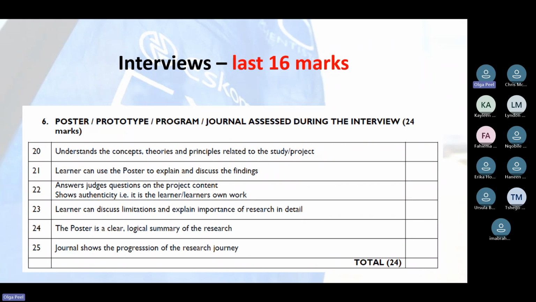Now, there are 4 marks for the actual setting out of the poster, and there are 4 marks for the journal. Those two, points 24 and 25, you must aim for full marks.